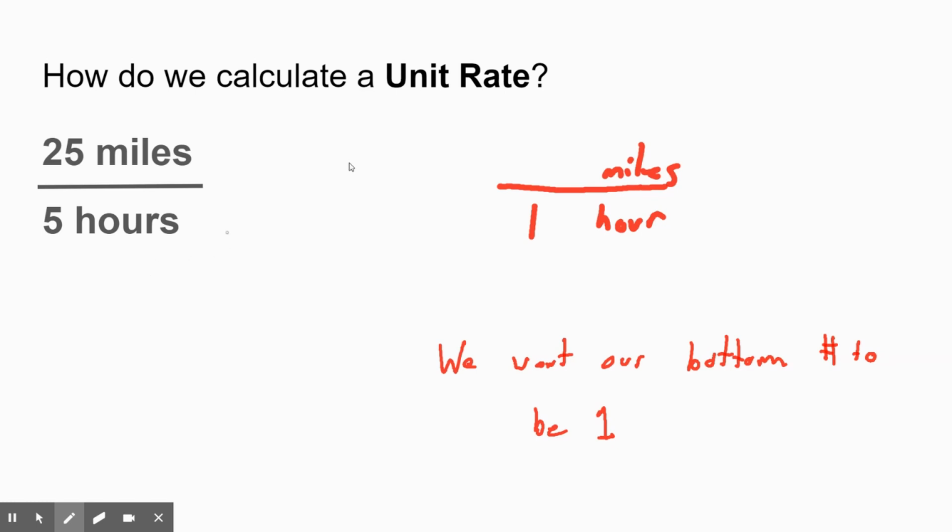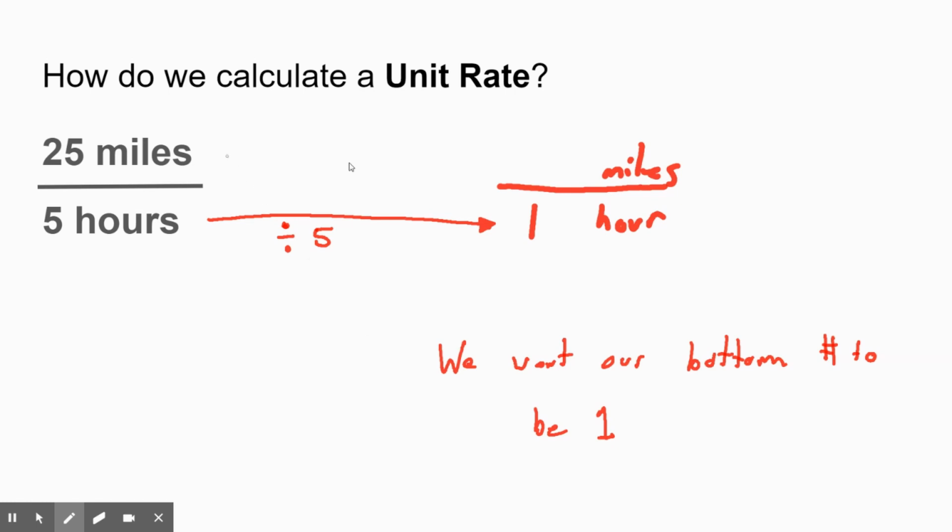Well, we have to think, what can we do to 5 hours to get us 1 hour? Now, some of you might already be saying, oh, we can subtract. But remember, when we're dealing with rates and ratios, we almost never subtract or add anything. So the other way of making something smaller would be division. Fortunately, anything divided by itself is just going to be 1. So 5 divided by 5 would be 1.